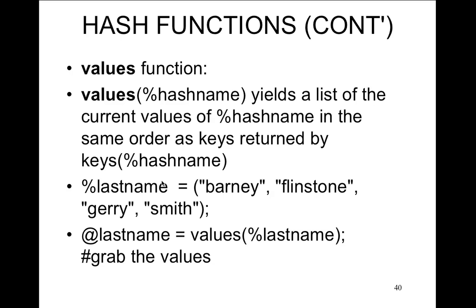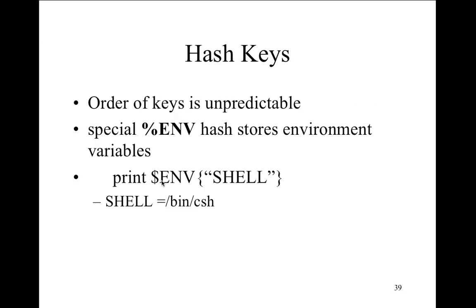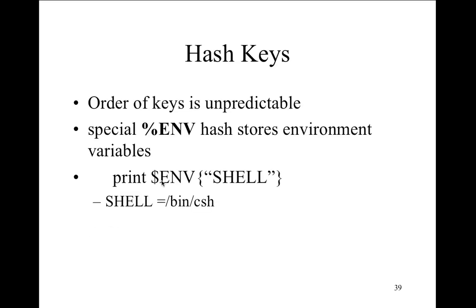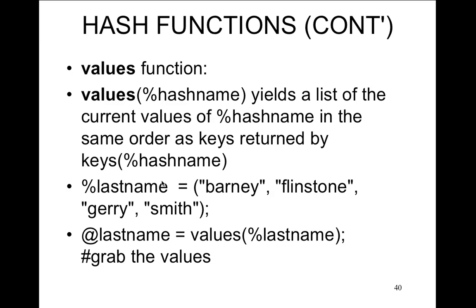All right, so the values function. This is how you get the values, essentially. From a key in a hash, it returns the value. Printing an environment with the name of an environment variable prints out the values associated with it. The values function yields a list of the current values of the particular hash that you've created, in the same order as the keys returned by keys. So if you ask for the keys, it gives you the keys. Ask for the values, you get the values, in the same order. And the order is essentially the way it comes into the hash, which may not necessarily mean anything.